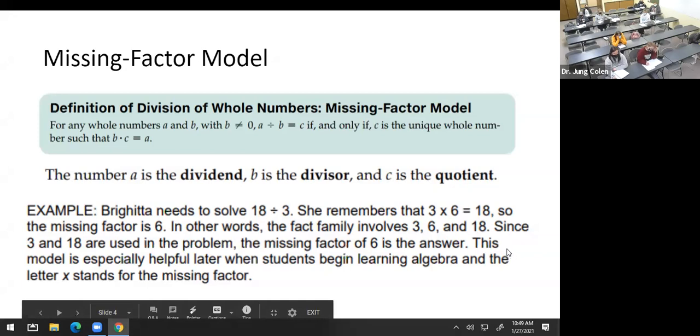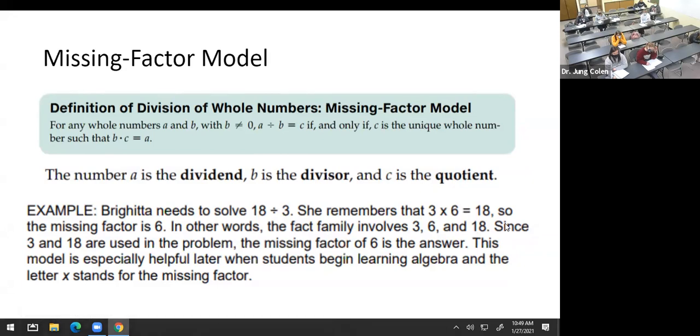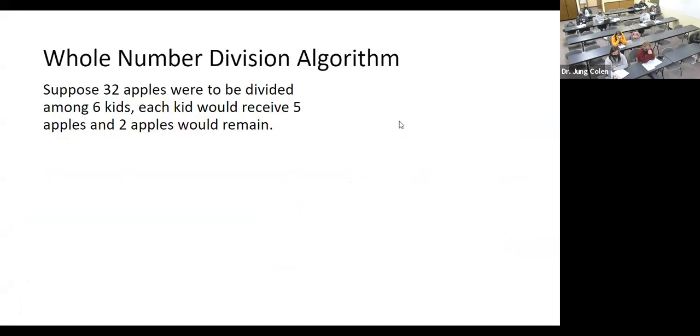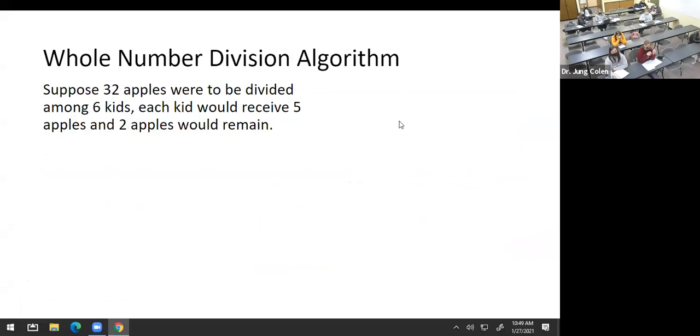Later when you move to upper grades, above 5th and 6th, we can think about that missing factor as a variable like x. We use x a lot. But for younger students, we don't have to use a variable. We can just put a blank or question mark. It doesn't matter.